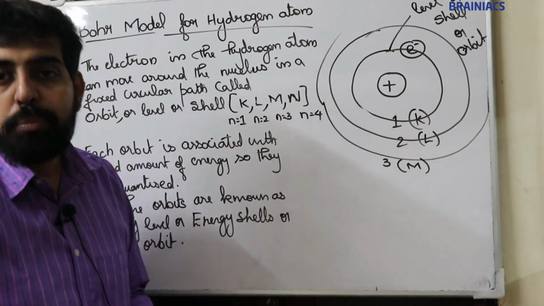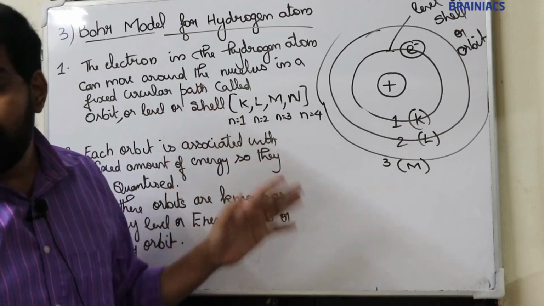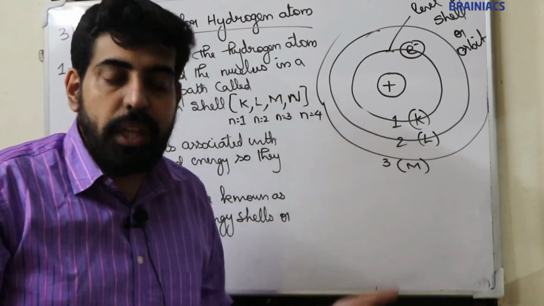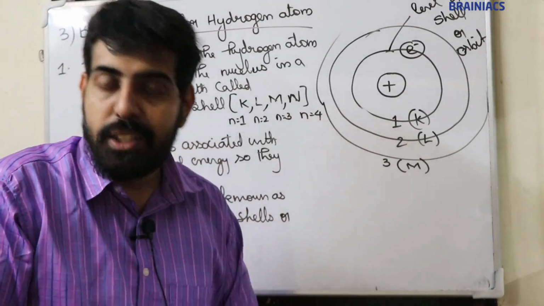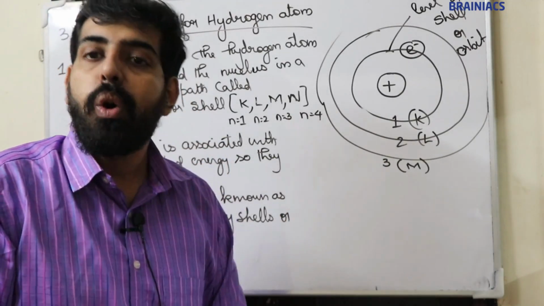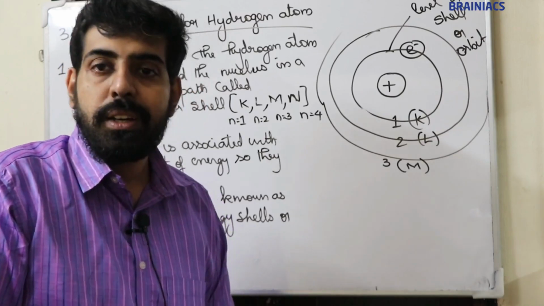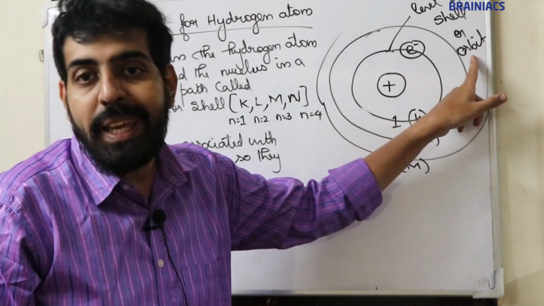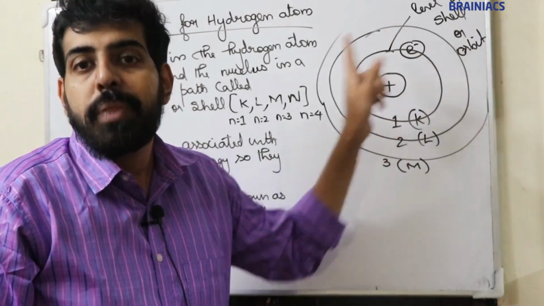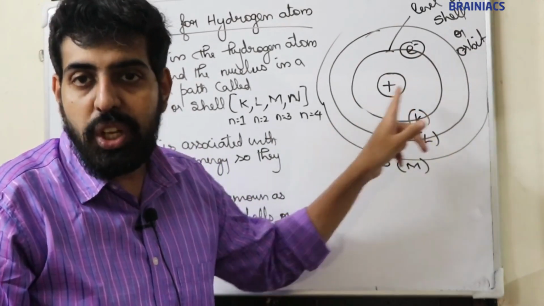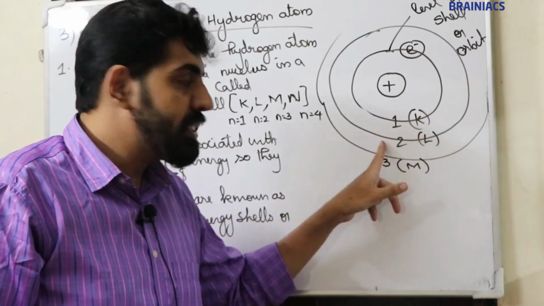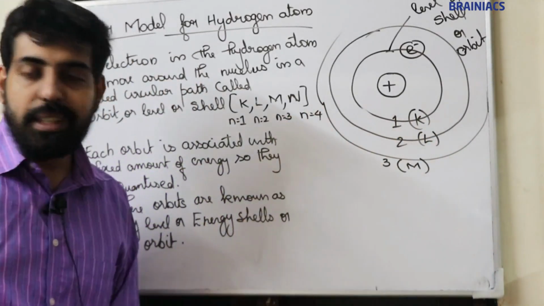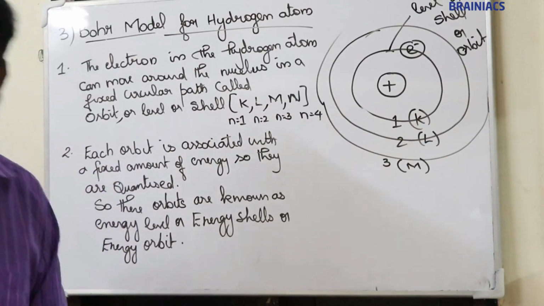So according to the Bohr model, its first postulate is that the electron revolves around the nucleus in certain fixed paths. These fixed paths are known as level, shell or orbit, O-R-B-I-T. n is equal to 1 or K shell, n is equal to 2 or L shell, n is equal to 3 or M shell, n is equal to 4 or N shell, etc. I think it's clear.